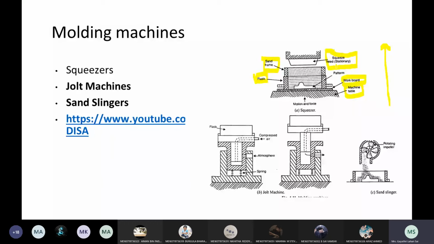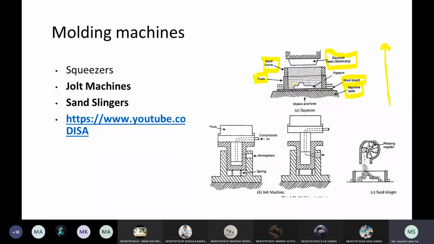So now we will see how it works. First the pattern plate, whatever the pattern, is clamped to the machine table. To this machine table you fix a workboard, and onto that you clamp, that is, fix the pattern. Then onto that a flask is put in position. You put the flask upside down onto the pattern, right? Onto that you place the sand frame.